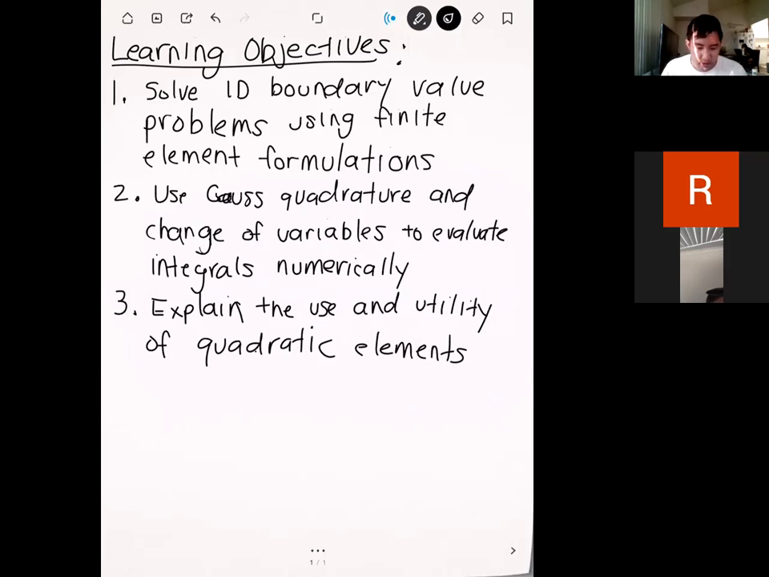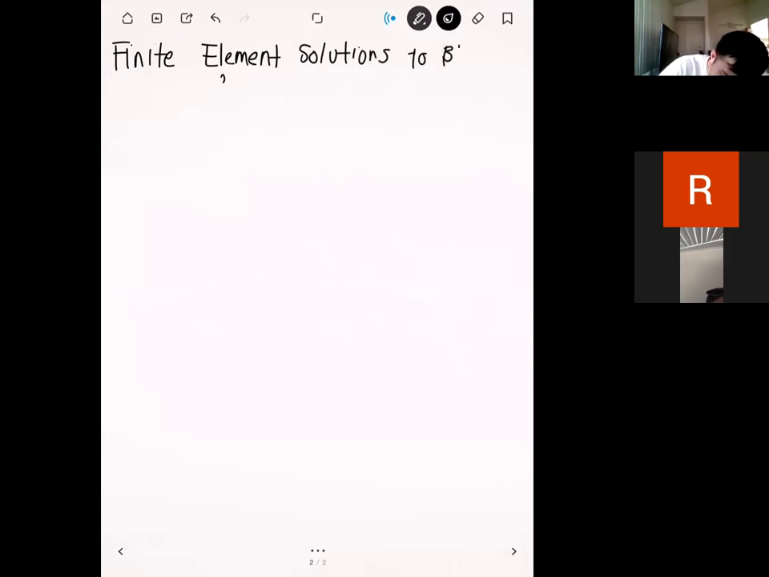Okay, so let's get started. We went through a lot of math last time, so before we start, I want to summarize our process. This whole week is dedicated to finding a finite element solution to a boundary value problem. And remember, a boundary value problem is defined as a governing differential equation and a set of boundary conditions.